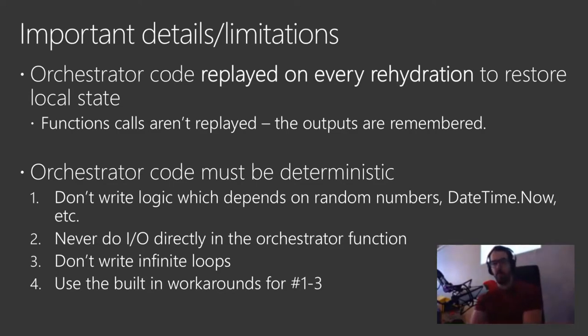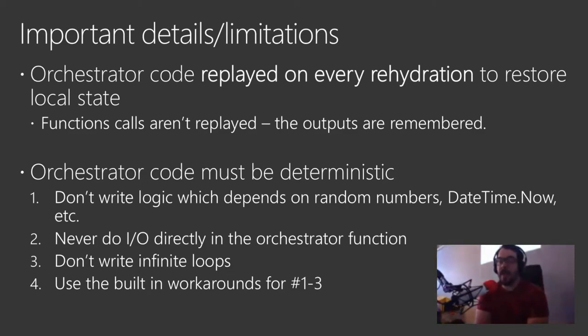Never do I/O, and I/O is not just the local disk. Never send things over the wire, never do HTTP calls, don't send emails. Because if you send an email in an orchestrator piece of code, it will send an email every time it rehydrates. If you send a million messages and it rehydrates 50 times, you're going to get 50 emails. And if you're calling external APIs, that external API is actually going to be called those same 50 times. So it's going to be a little bit crazy.